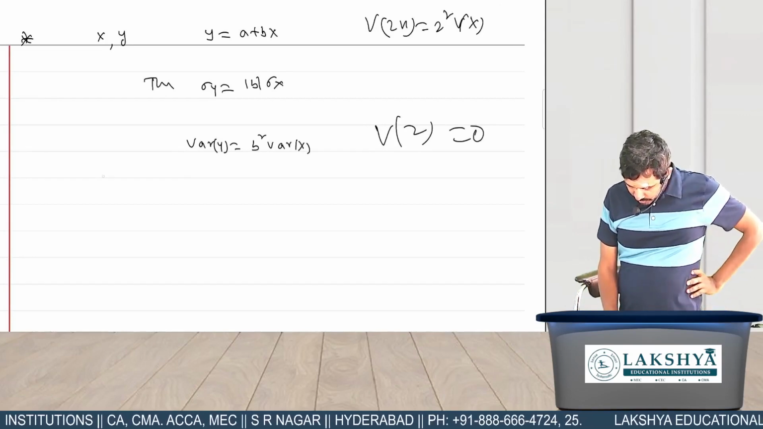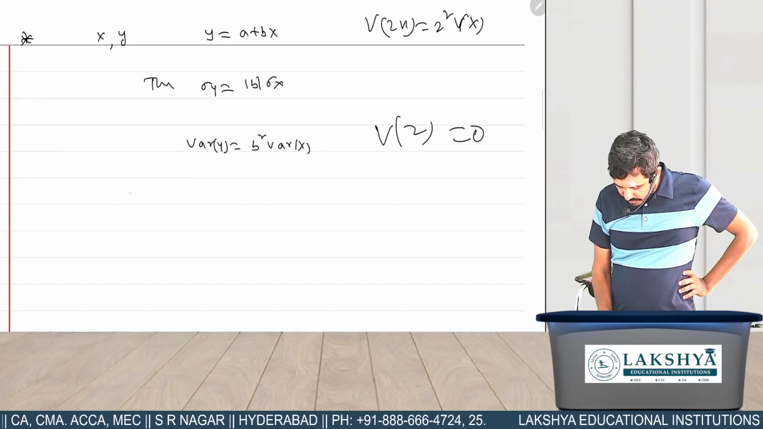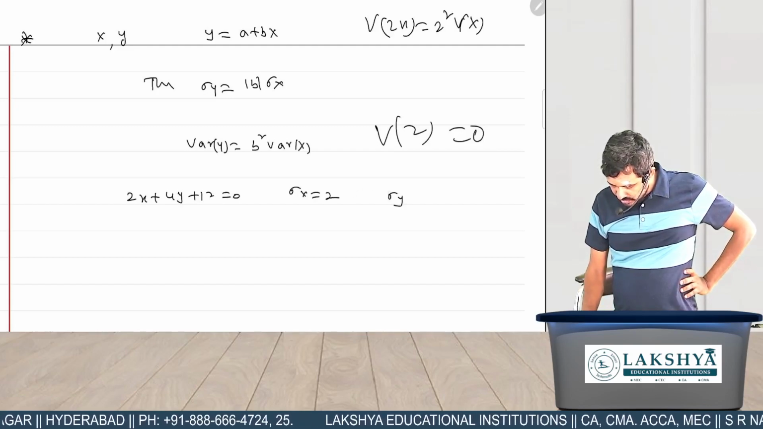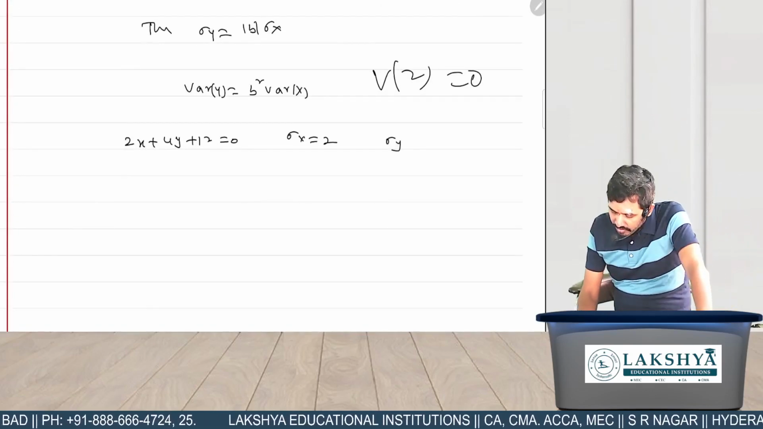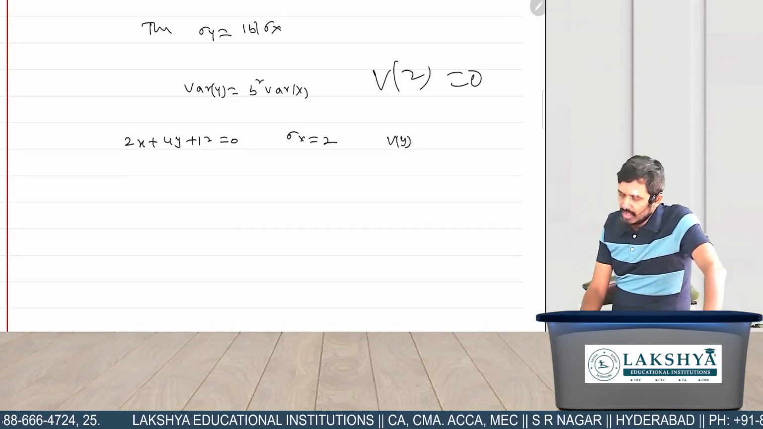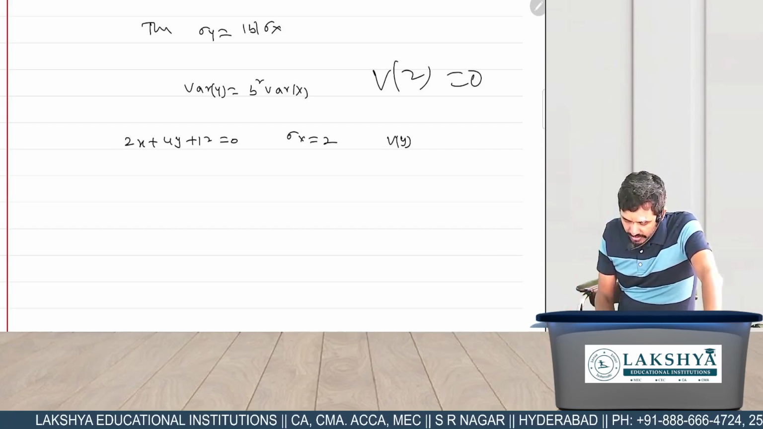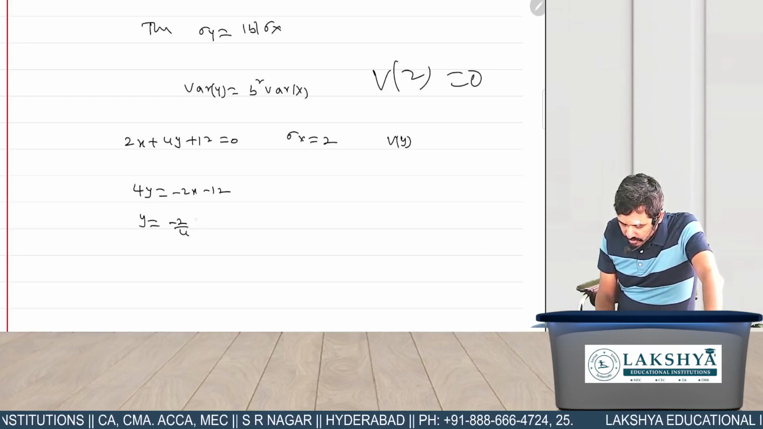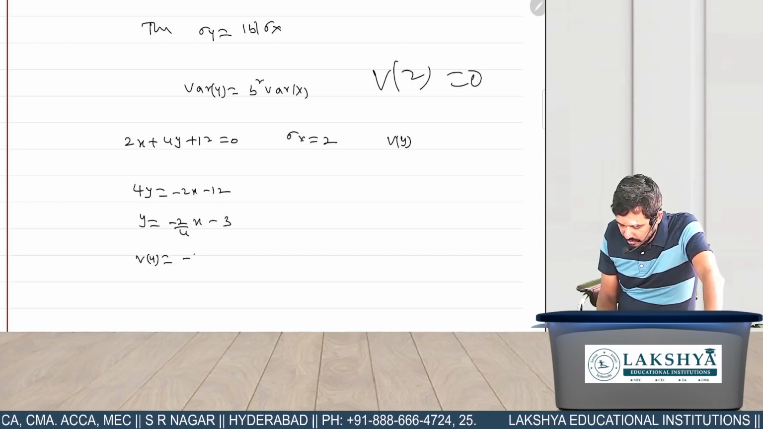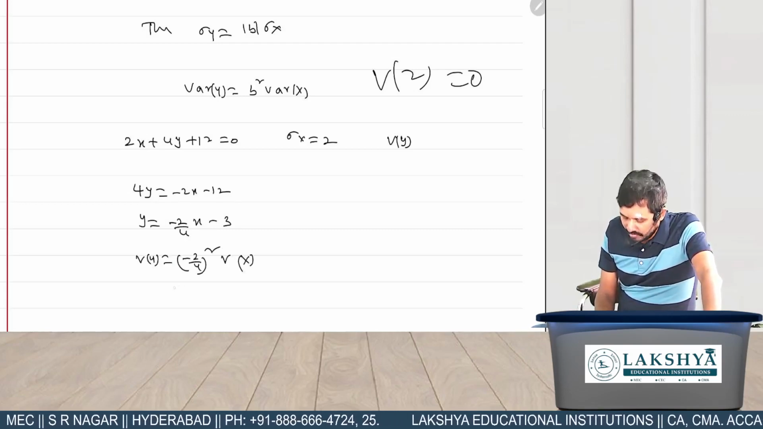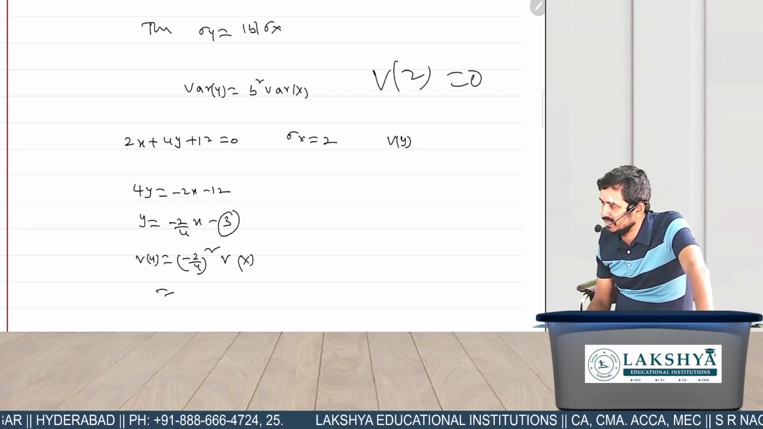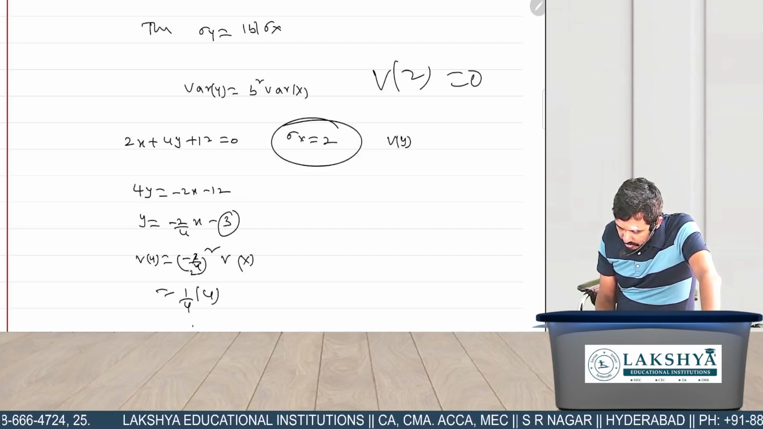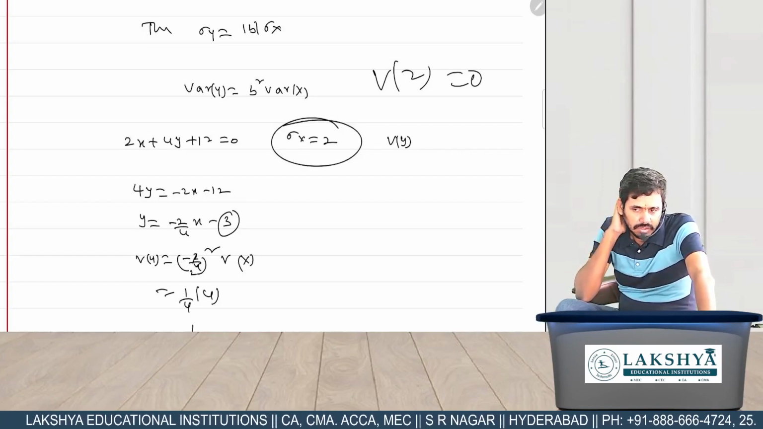Right. Suppose the relation between the two variables is 2x plus 4y plus 12 is equal to 0. Standard deviation of x is 2. The question asks, sorry, variance of y. Any line, first we have to write in the form y is equal to a plus bx. That is 4y is equal to minus 2x minus 12, so y is equal to minus 2 by 4 into x minus 3. Variance of y is equal to minus 2 by 4 whole square into variance of x, and variance of 3 becomes 0 because it is a constant. This is 1 by 2 squared, that is 1 by 4. What is variance of x? 4. So this is equal to 1. All of you understand the point?